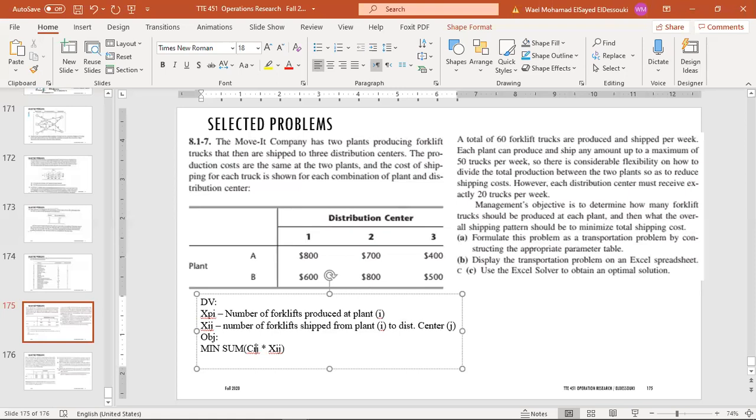The sum of the shipping costs is what we are trying to minimize. Okay, so what are the constraints?